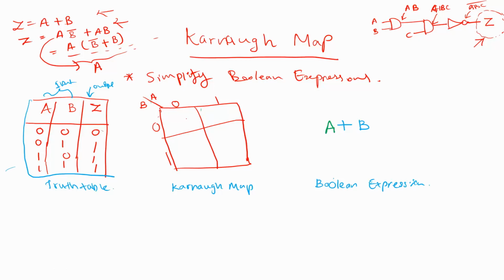What's the output? 0. A0, B0, output is 0. Next one, A0, B1, output is 1. And next one, A1, B0, output is 1. And the final one, A1, B1, output is 1. Right? So this is how we can give the value inside this map.